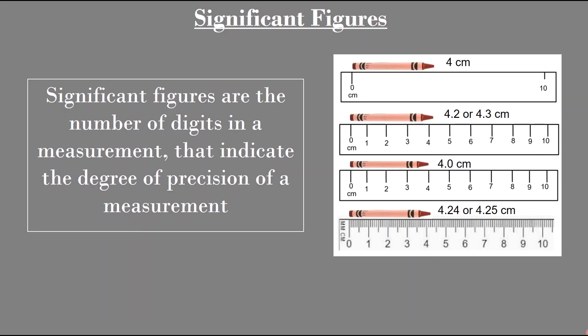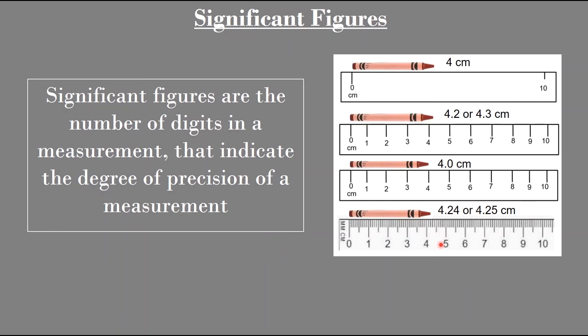Let's look at our topic, significant figures. Significant figures are also sometimes called significant digits or sig figs in short. These are the number of digits in a measurement that indicate the degree of precision of that measurement. In other words, these are the numbers that are within the ability of the measuring device to precisely measure, and a measurement with more significant digits is more precise.